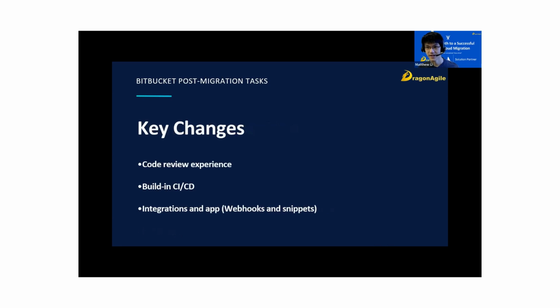So here are some key changes between Bitbucket Server and Bitbucket Cloud. There's a code-first design approach for the pull request view. There's a built-in CI/CD called Bitbucket Pipelines, and this provides the status of deployment environments and visibility over each environment's code changes. And some server apps are no longer necessary since they are built-in Bitbucket Cloud features, such as webhooks and snippets.